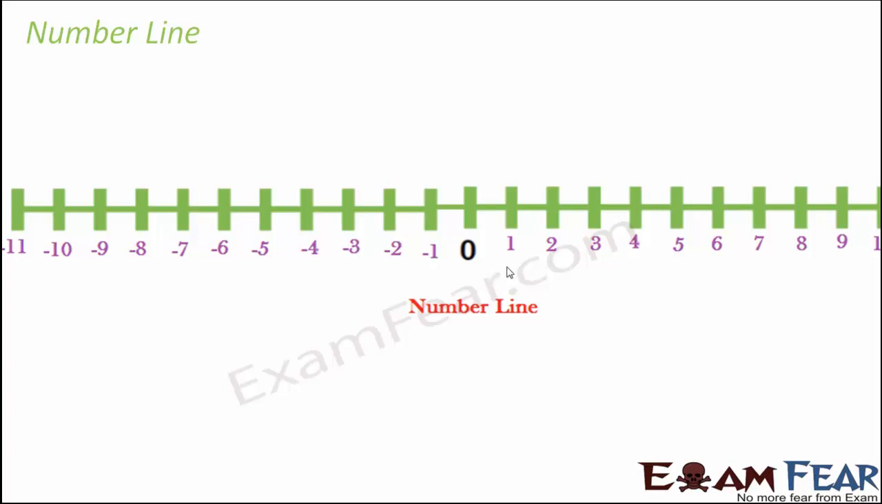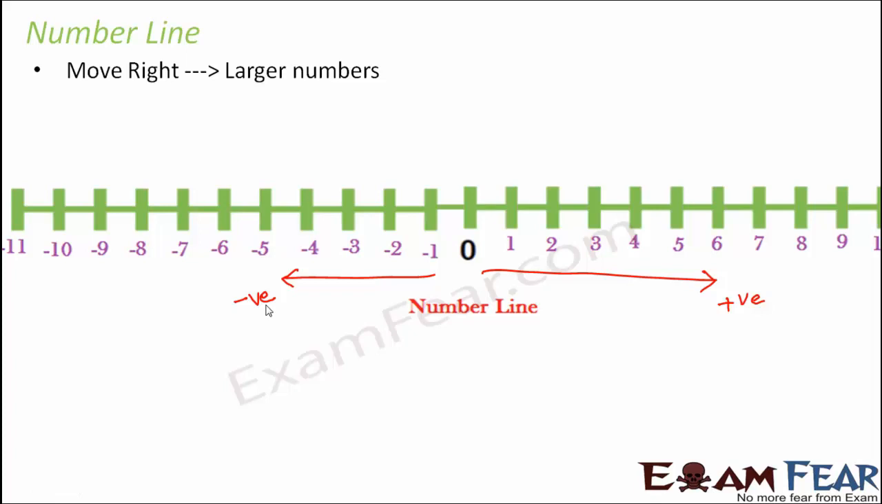We have 0 here, and towards the right hand side, we have all the positive numbers, and towards the left hand side we have all the negative numbers. Now, one interesting thing that we observe is that as we move towards the right, we are moving towards larger numbers. So you see, 1 is bigger than 0, 2 is bigger than 1. Again, if you compare 6, it is bigger than the numbers on the left hand side. So the moment you are moving towards the right hand side, you are going towards larger numbers.